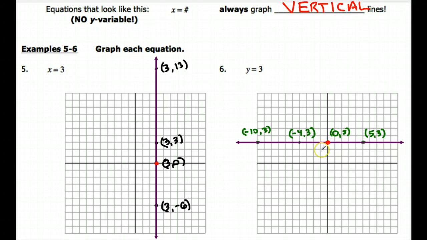So that's something that I want you to remember when you're seeing equations like this. If you see just x equals a number, that means that every single x coordinate has to be that number. So that's automatically going to give you a vertical line. If you see y equals a number, every single y coordinate has to be that number, which gives you a horizontal line.